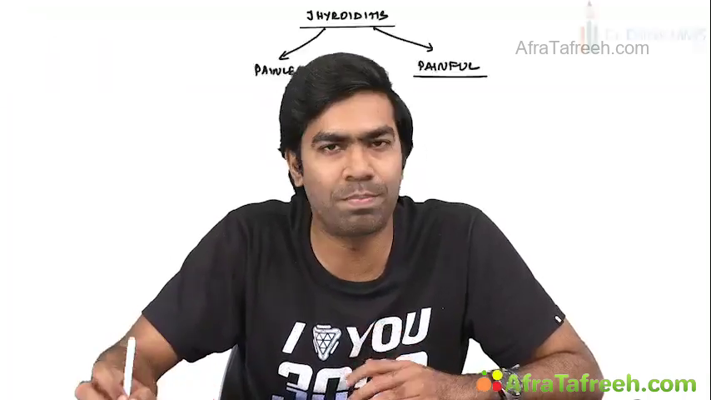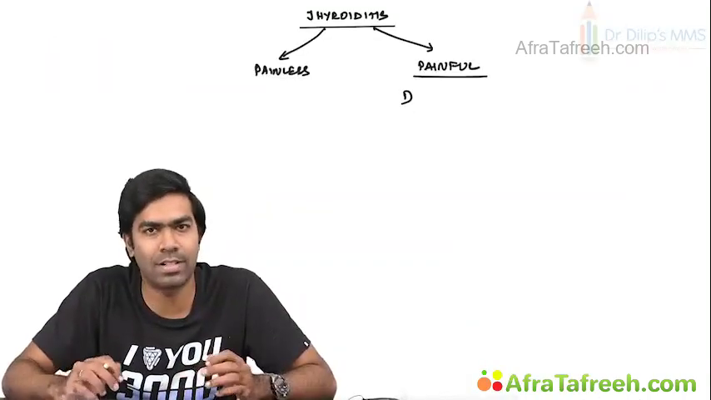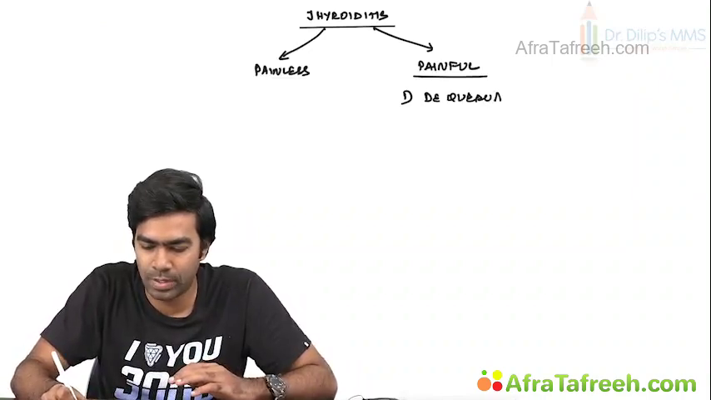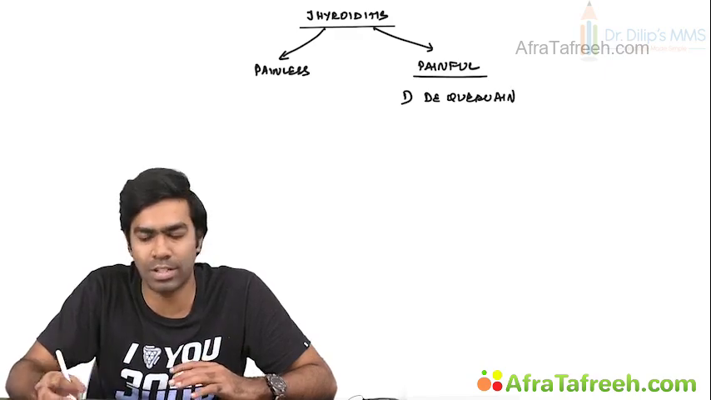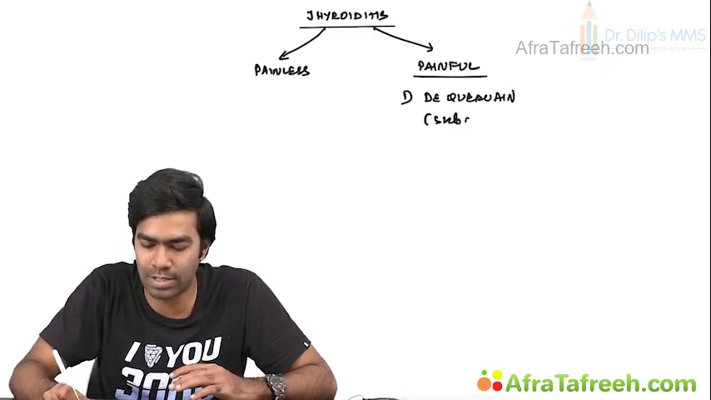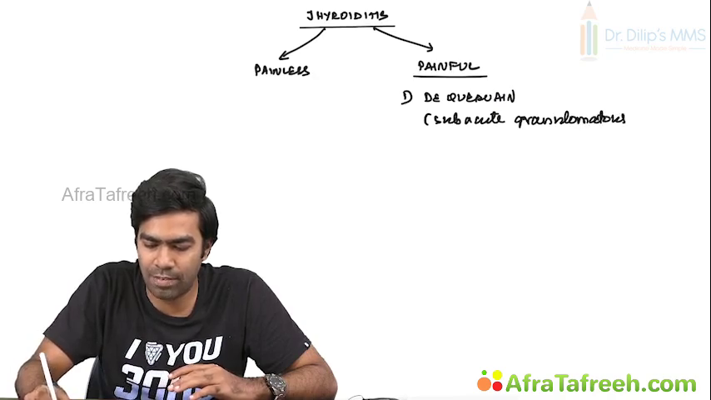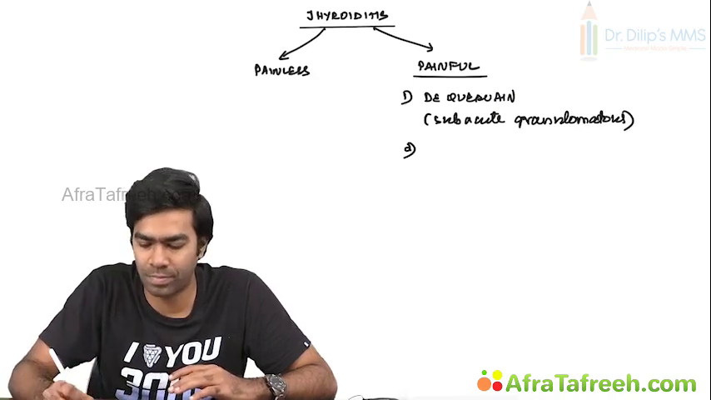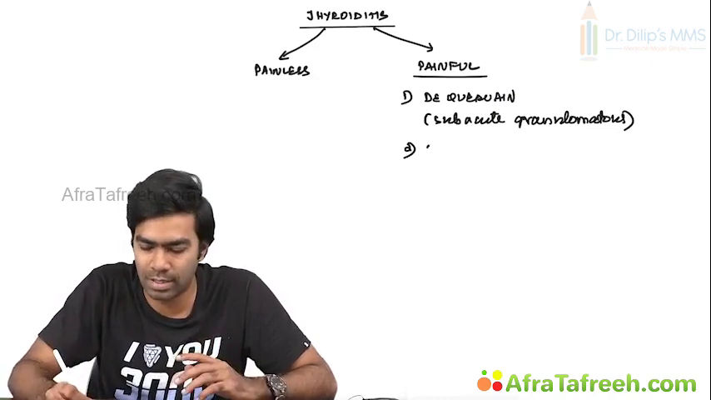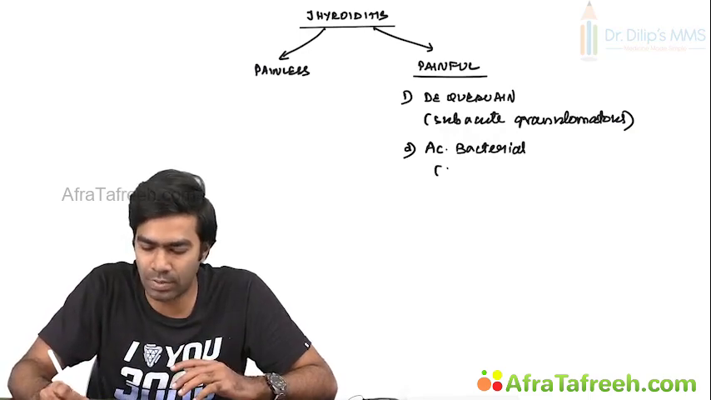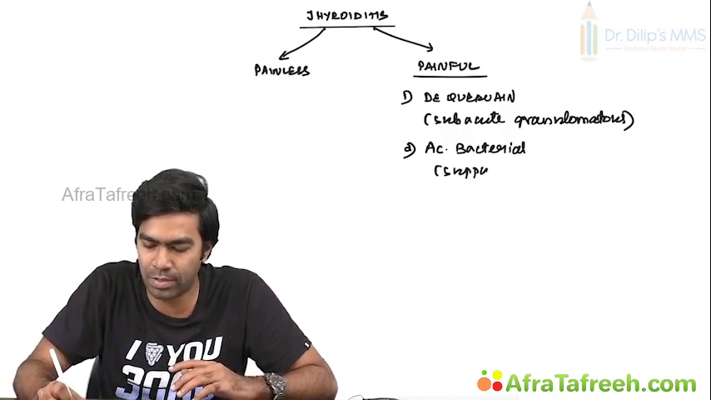So what are the forms of painful thyroiditis? The first is the classic de Quervain thyroiditis. This de Quervain thyroiditis, based on the histological picture, we also call a subacute granulomatous thyroiditis. Then the second form of painful thyroiditis is the infectious thyroiditis, which is called acute bacterial thyroiditis. Generally, they form pus and abscess, so that's why it's also referred to as a suppurative thyroiditis.